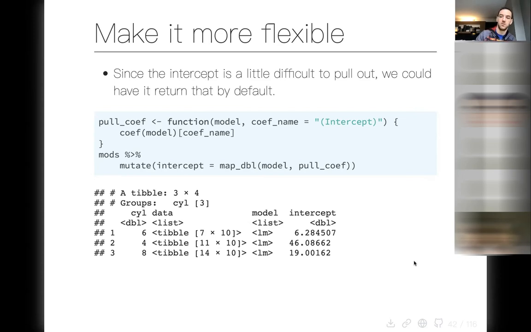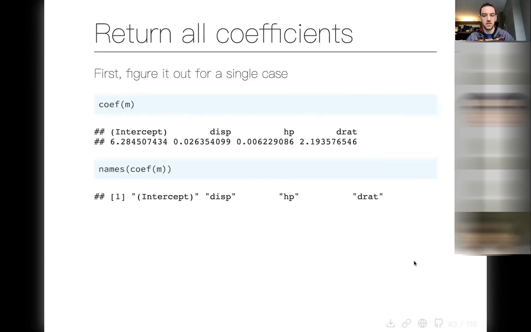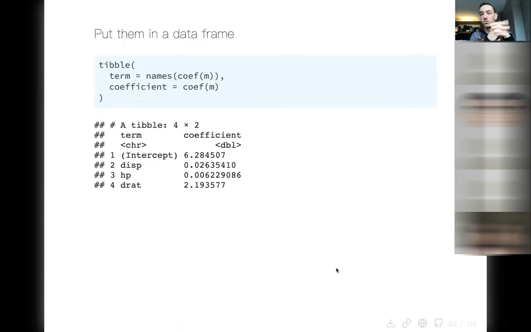All right, slightly different problem, and then after this we'll take a break. What if we want to return all coefficients instead of just one coefficient? Again, first we're going to figure out how to do this on a single use case. So I'm going to use M again, and I'm going to pull the coefs. Here's all the coefficients. Great. Notice this is a named vector, so it's got the values down here and the names up here. I could just put those together in a tibble where the term is equal to the names and the coefficient is equal to the actual value.